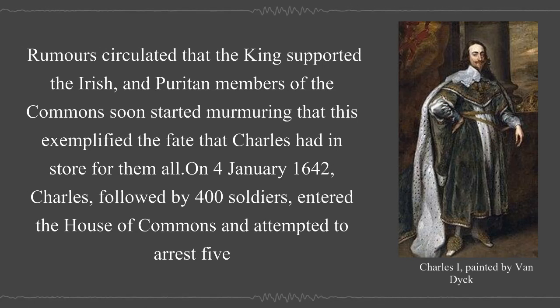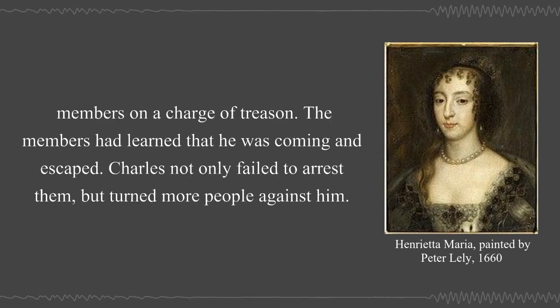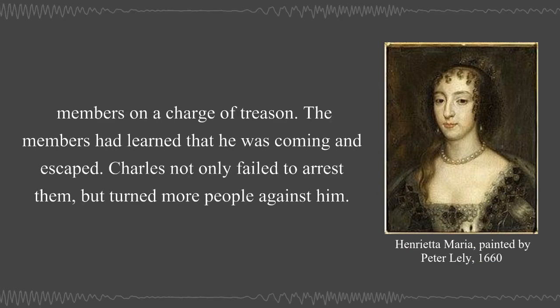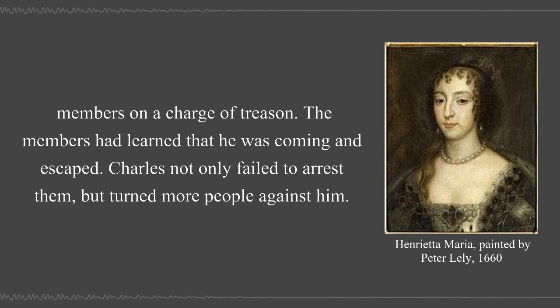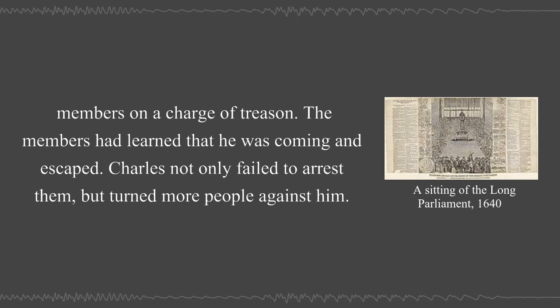On 4 January 1642, Charles, followed by 400 soldiers, entered the House of Commons and attempted to arrest 5 members on a charge of treason. The members had learned that he was coming and escaped. Charles not only failed to arrest them, but turned more people against him.